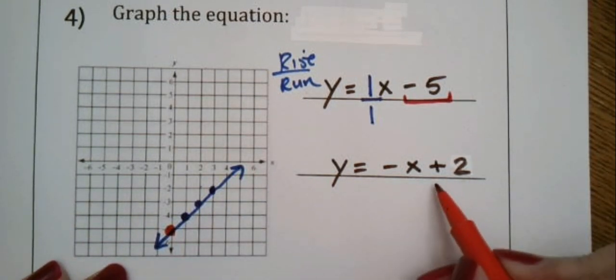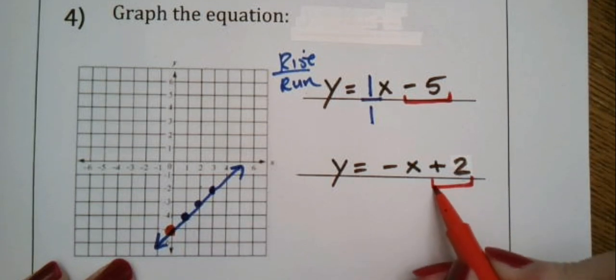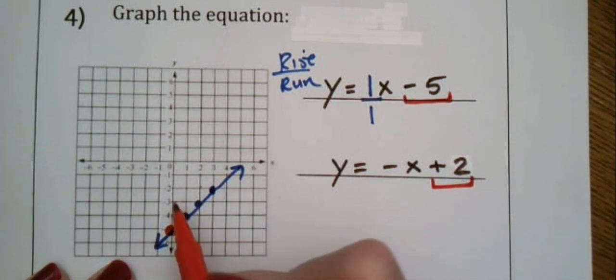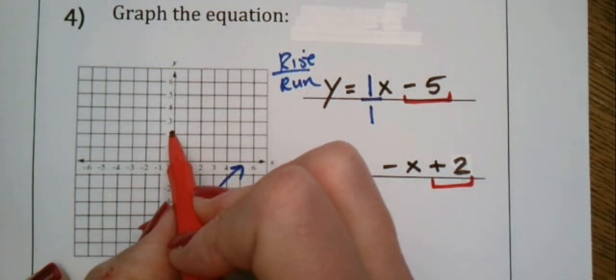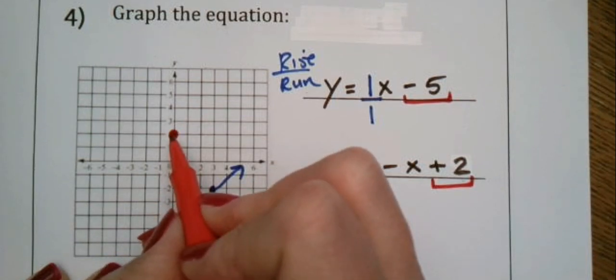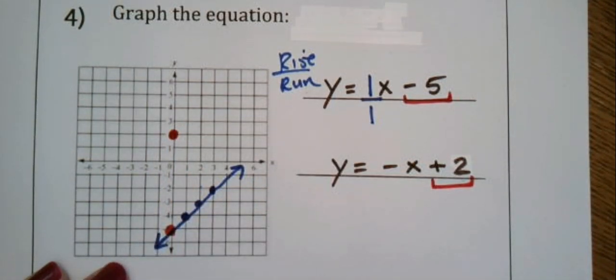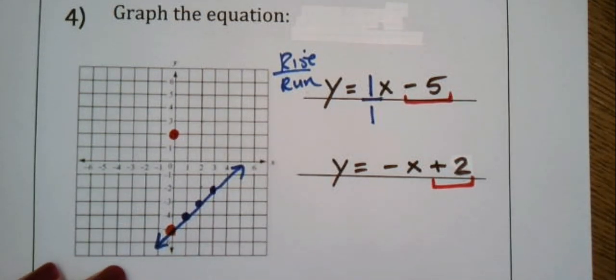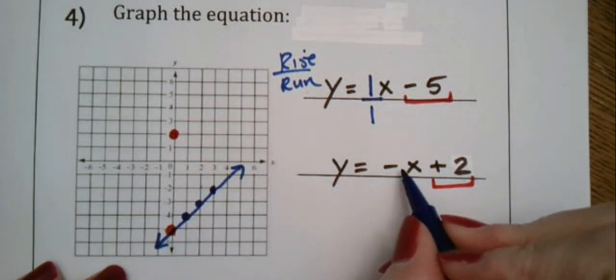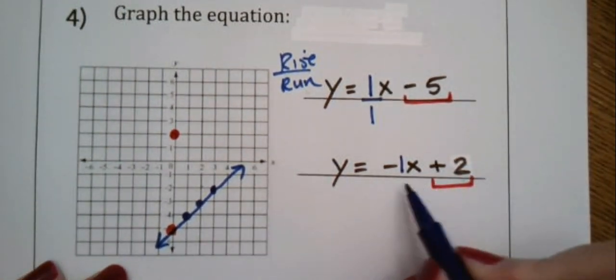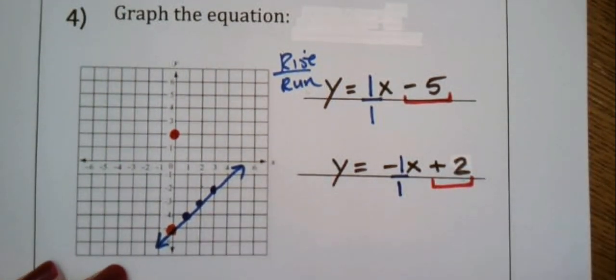On this next one here, I can see that the y-intercept is at +2. So I'm going to drive up the y-axis at +2. I'm going to make a point. This line has to go through that point. It has to cross through at that y-intercept. Now, for the slope, I know that there's an invisible 1 right here. I'm going to make that into a fraction, 1 over 1. We know that it's negative, okay?